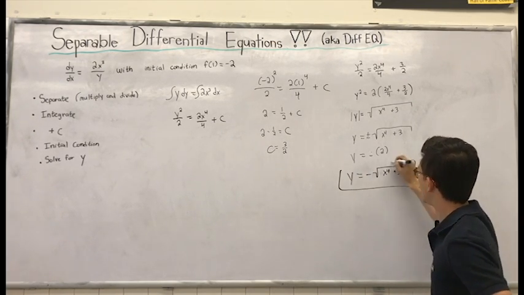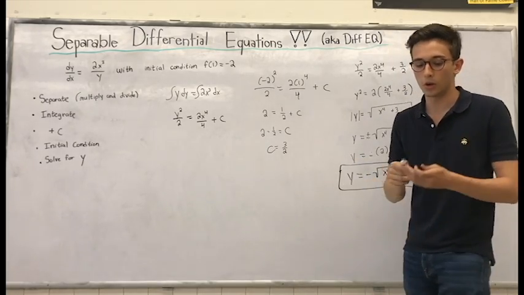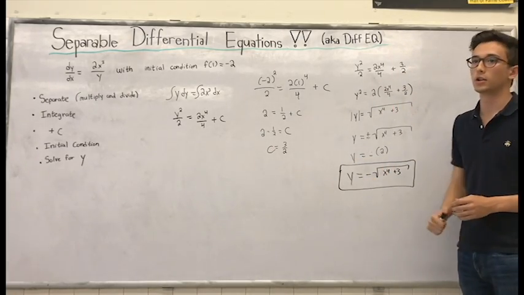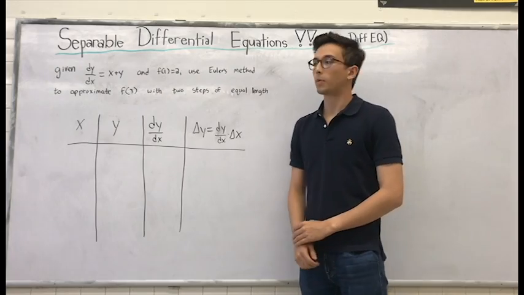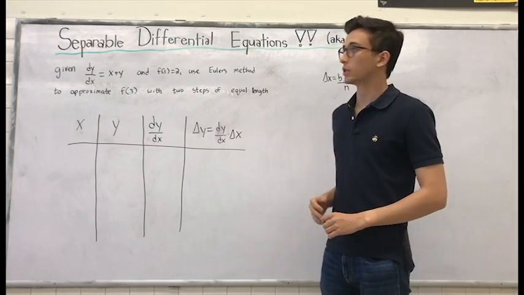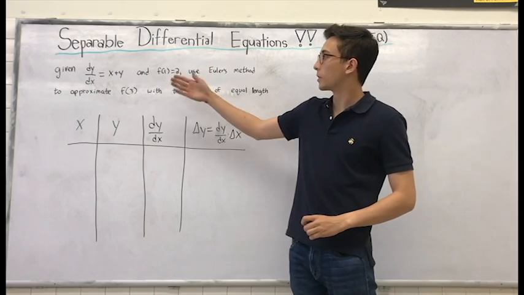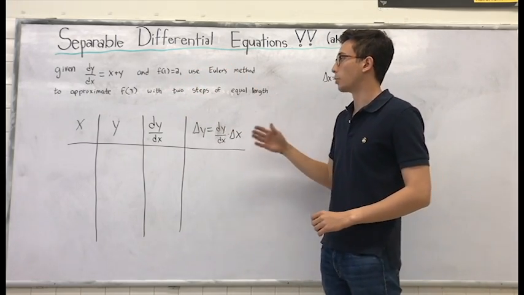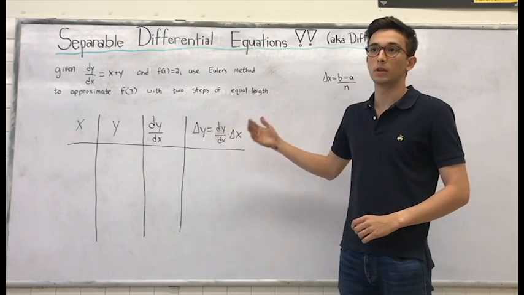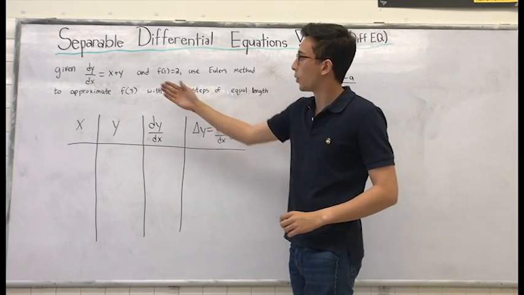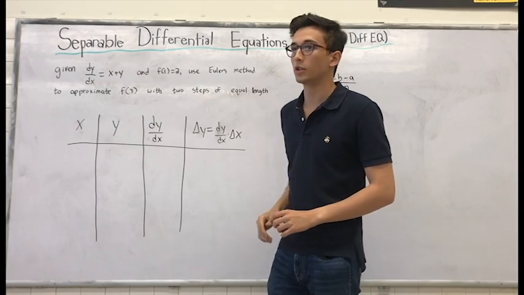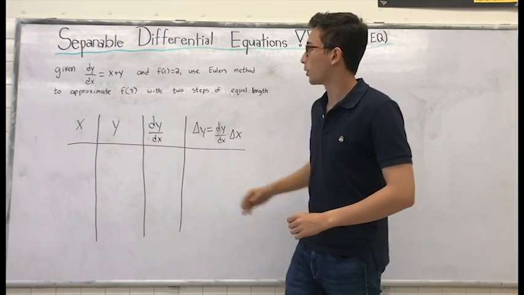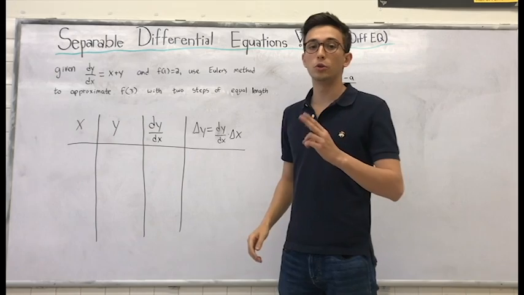And so these are the 5 steps that we have done to solve this differential equation for some equation y using an initial condition. The second type of problem is going to be something called an Euler's method. And so what they're going to do is they're going to say, given some equation dy dx, again with another initial condition, use Euler's method to approximate some value with so many steps of equal length. And so in this case, we were given our dy dx equation, our initial condition of f of 1 is equal to 2, and we want to approximate f of 3 with 2 steps of equal length.